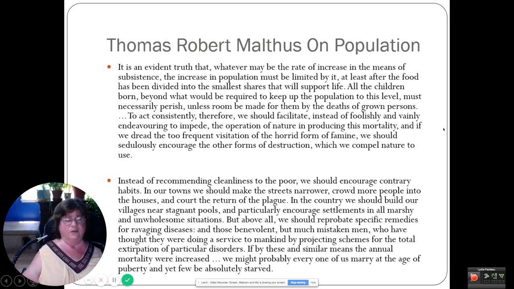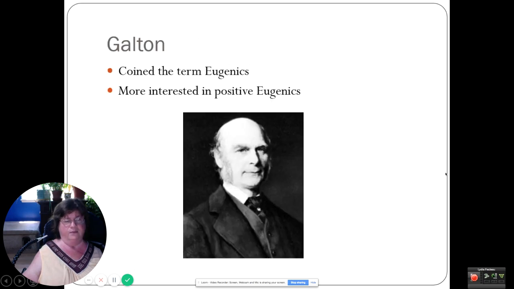So what he's saying is we need to encourage people to die. Stop curing them. We need the plague once in a while. We need the massive flood. We need the earthquakes. We've got to get rid of these people. So it's a pretty hard idea. But it became something that the eugenicists were obsessed with.